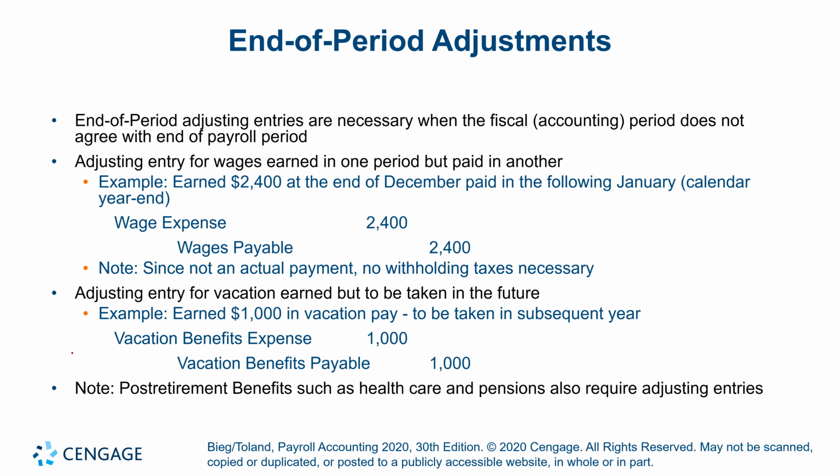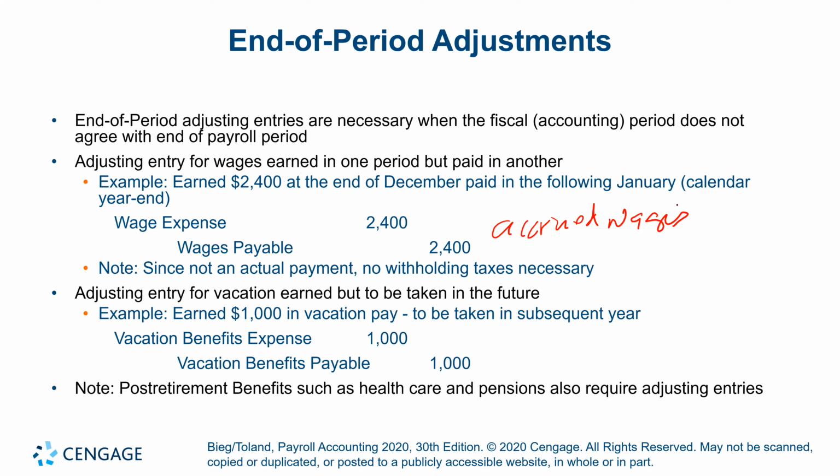Okay, and then end of period adjustments. Again, we've seen some of these before, right? We call this the accrued wages. And so this is when, for example, it's December 31st, we've got to close our books out, but it's not payday yet. So we have to do an adjusting entry for what employees have earned up to that time period. End of period adjusting entries are necessary when the fiscal or accounting period does not agree with the end of the payroll period. And so we've done this one.